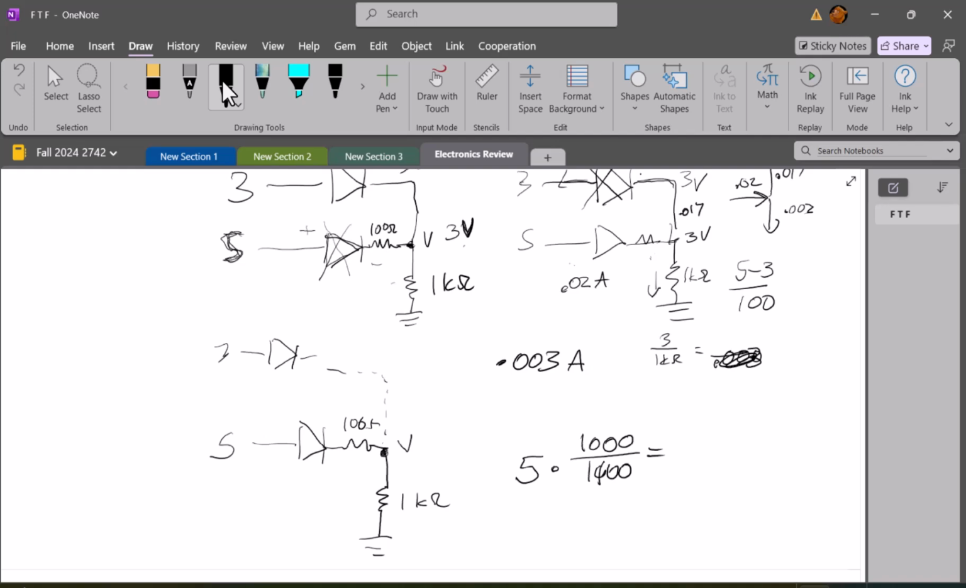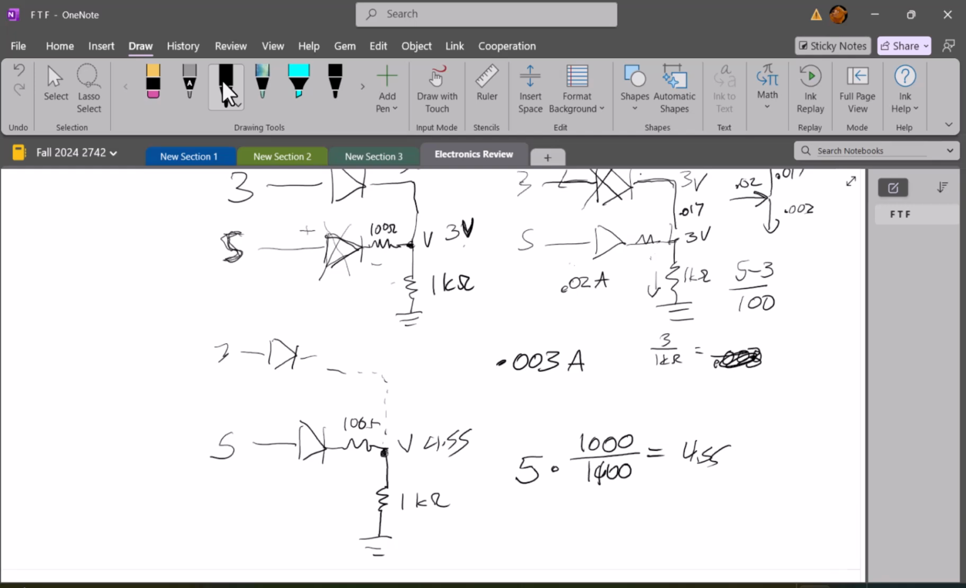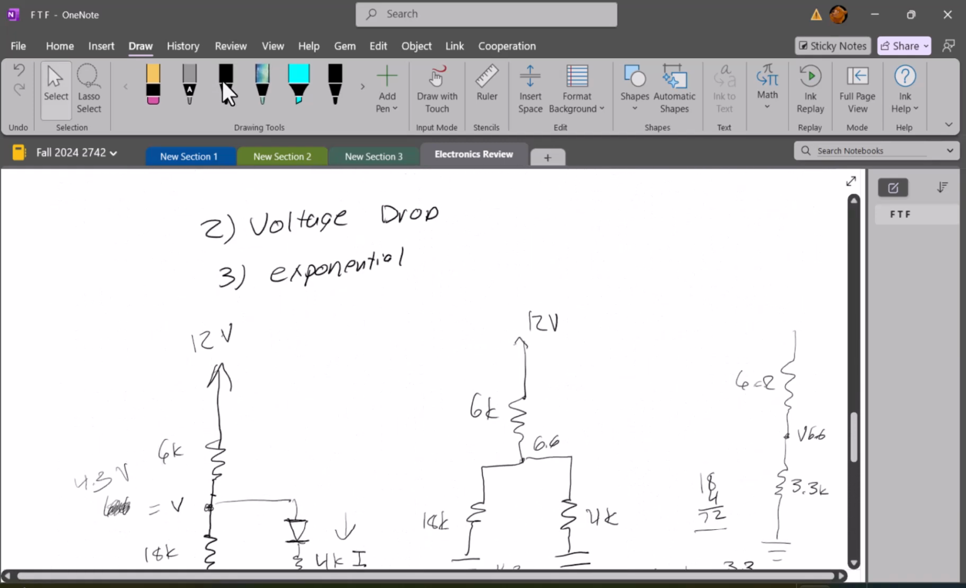Which is 4.55, if that's what the question was. So does that make sense on how you would test them to see if you chose wisely? Yes, ma'am. All right.